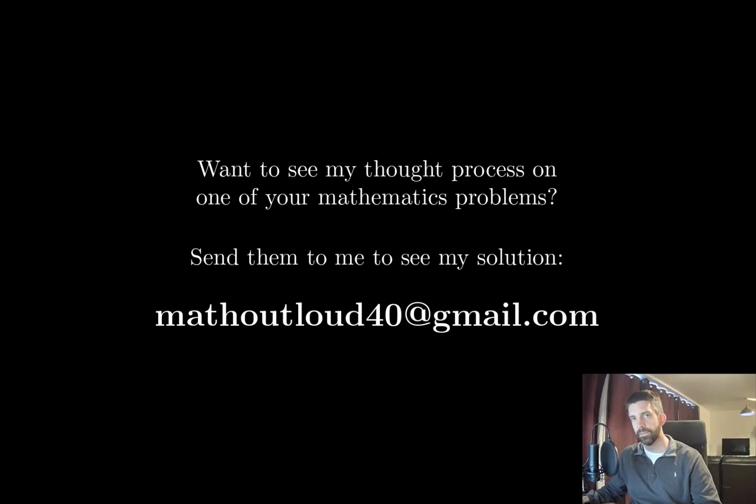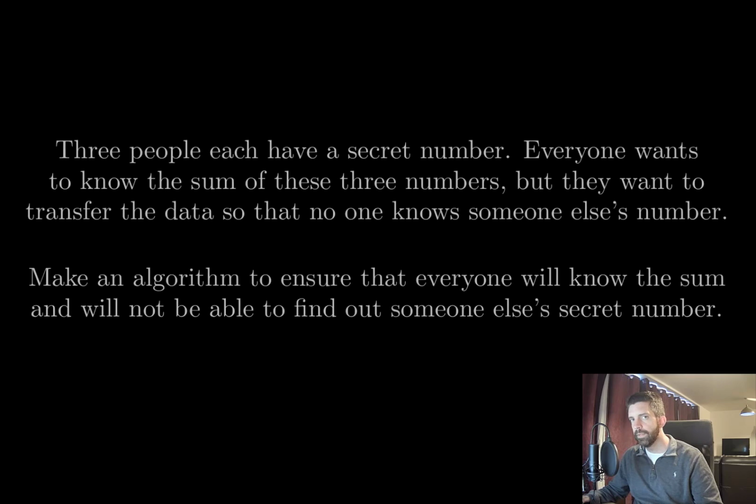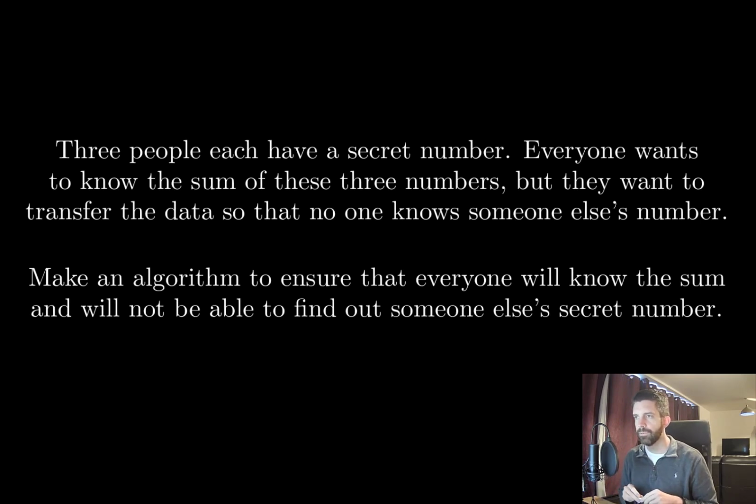Hello everyone, let's take a look at our next problem. This one is submitted by a viewer again. Three people have a small secret number, an integer between 1 and 1,000. Everyone wants to know the sum of these three numbers, but they want to transfer the data so that no one knows someone else's number. Make an algorithm to make sure that everyone will know the sum and will not be able to find out someone else's secret number. Okay, so this is a cool problem.